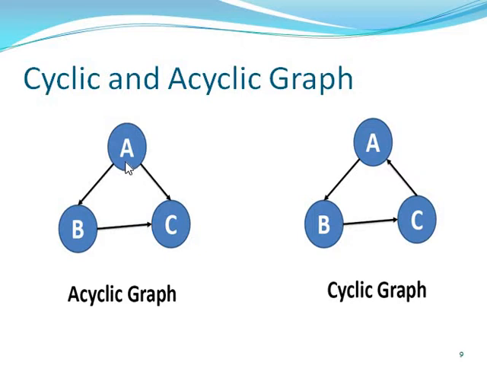Here, if the nodes connect A to B, B to C, and C to A, it is one cycle. Here A to B is connected and B to C is connected, but C to A is not connected. So this graph is called the acyclic graph. And here A to B is connected, B to C is connected, and C to A is connected. So we can show that this is called the cyclic graph. Now this is the main difference.